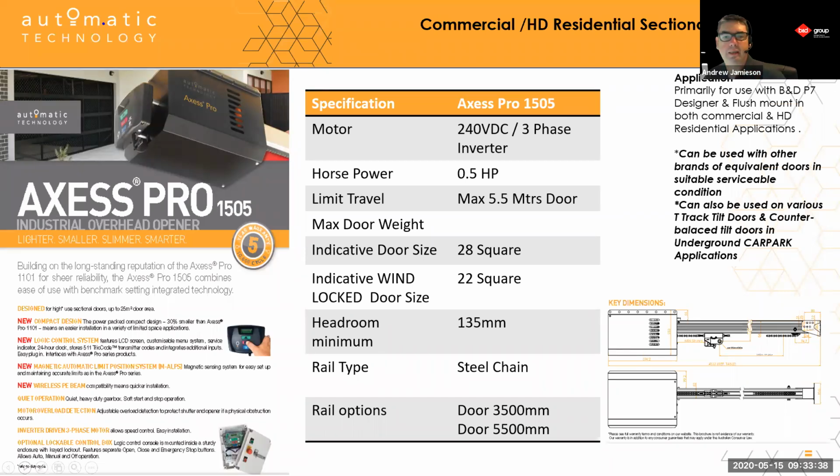So you've got the inverter control, I'm calling it out, it's 240 to a three-phase with an inverter. It's half horsepower. Maximum door travel on the 1505 is 5.5, and we break that down into two rail supply opportunities, 3.5 metre high and 5.5 metre high. It's only available in steel chain because we need that high tensile strength through the chain to provide that performance level we need. The overall headroom is 135.